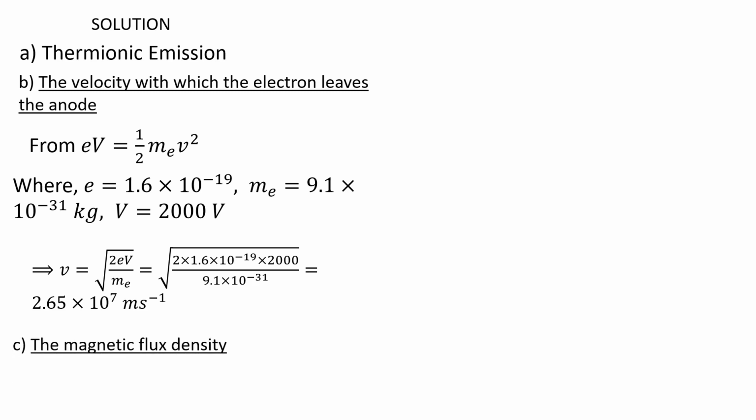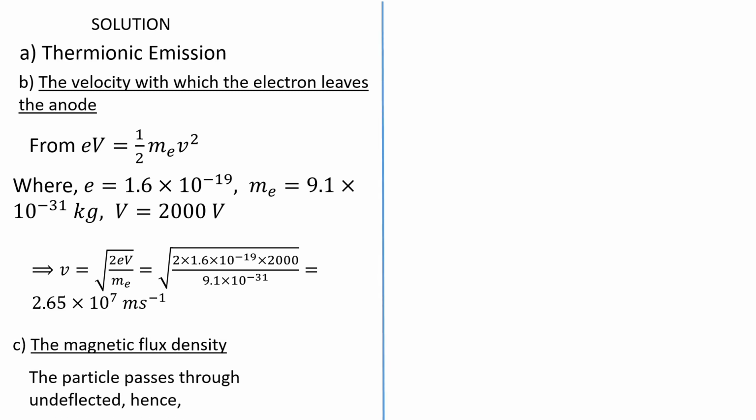C, calculating the magnetic flux density. So the particle passes through undeflected, hence the magnetic force is equal to the electric force. If the particle passes through undeflected, it means that the magnetic force is equal to the electric force because it's a region of crossed magnetic and electric fields. So a particle comes in and passes undeflected, meaning that both forces are equal.